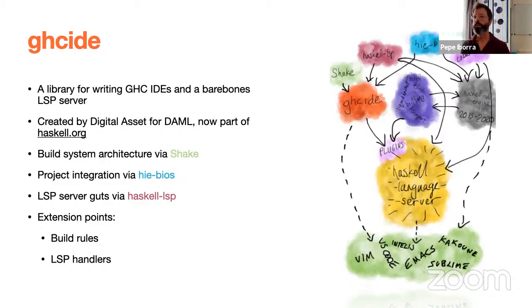And then there's also Haskell LSP, which is the LSP protocol implementation for Haskell, which was originally part of, or was created for, Haskell IDE Engine, and provides the second extension point for GHCIDE, which is this set of LSP handlers, which are the handlers for handling LSP messages, notifications, or requests.